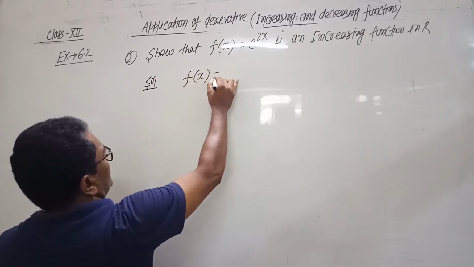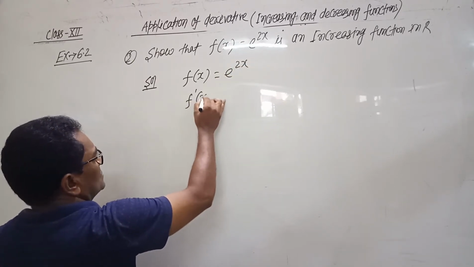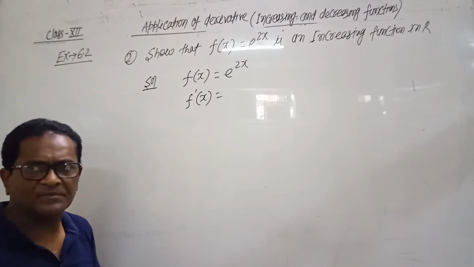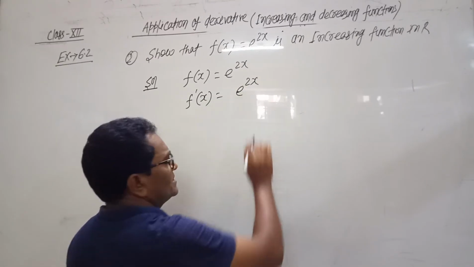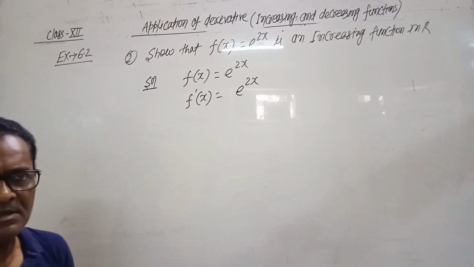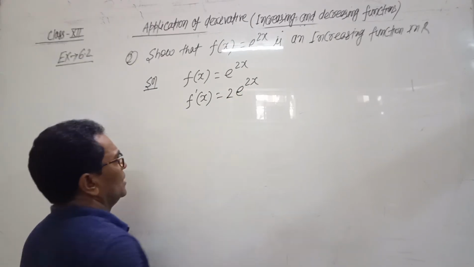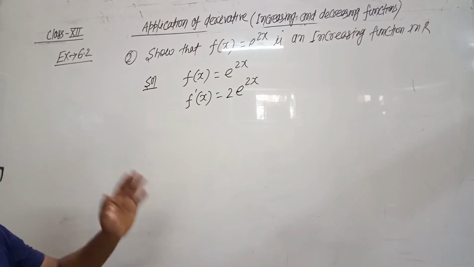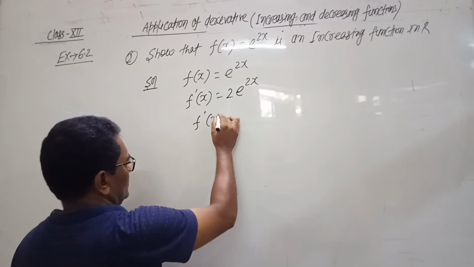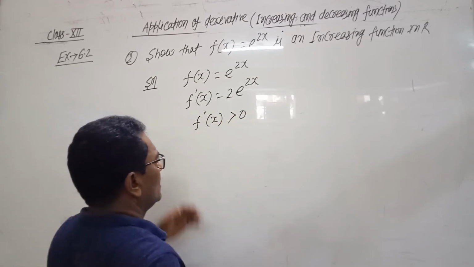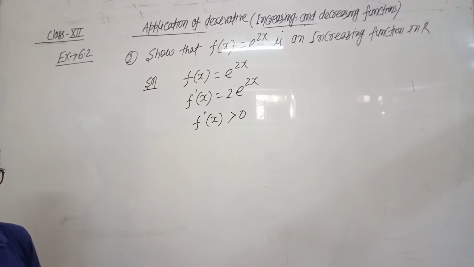f(x) is given as e raised to the power 2x. Find f dash x, the derivative of the function. The differentiation of e raised to the power 2x is e raised to the power 2x, keep e, and the differentiation of 2x is 2. So the value of f dash x is always greater than 0, no matter whether the value of x is positive or negative.